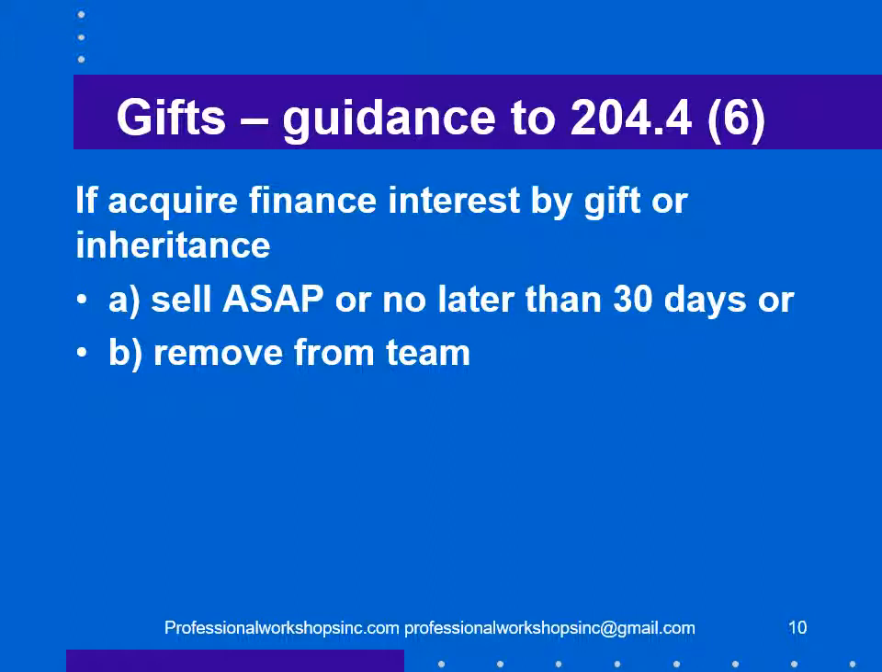Gifts. If you acquire a financial interest by gift or inheritance, and there's some definition about that, you've got 30 days to sell it. It'd be best if you sold it sooner, but it's got to be sold within 30 days or you're off the audit team.